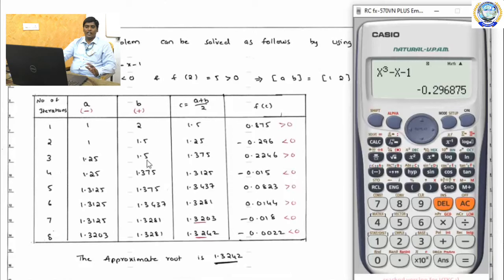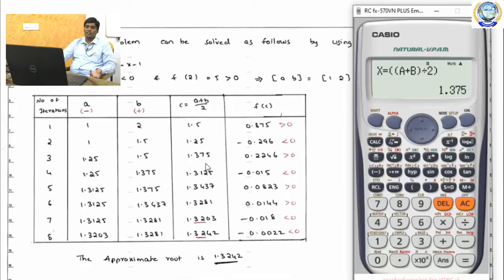Now I have to take the average of these two things. So press the up arrow button. You will get this formula. Press CALC. Now it will ask what is the value of A. Now I will change here. That is 1.25. Then B is same, 1.5. Then it will calculate. It will give you a fraction. So to convert it into decimals, press SD. So 1.375 is our c value.